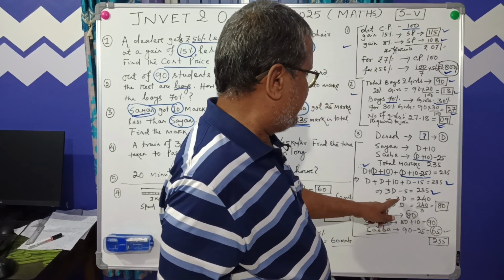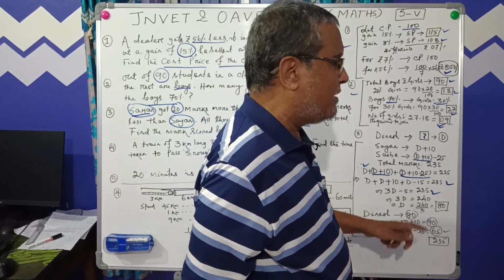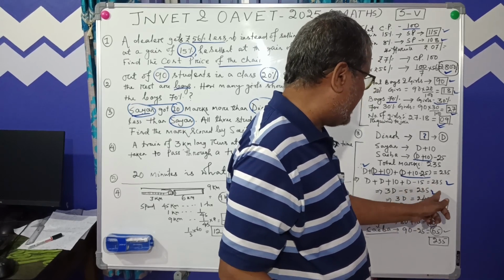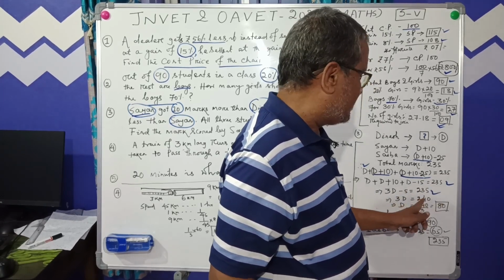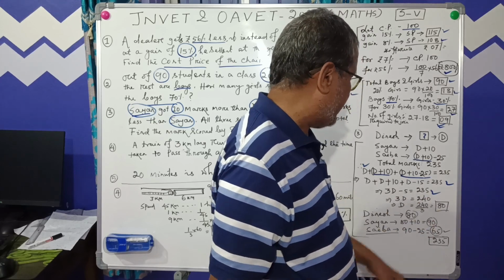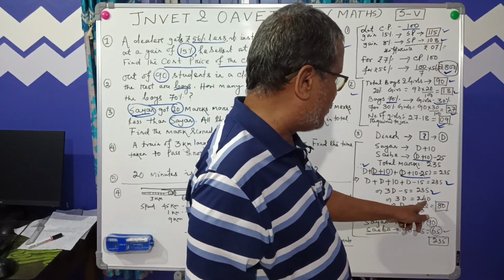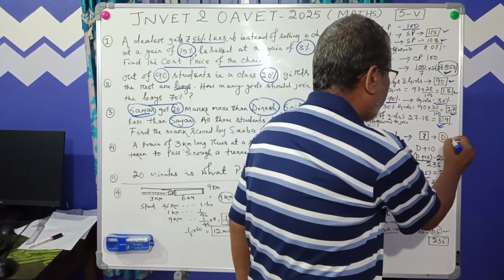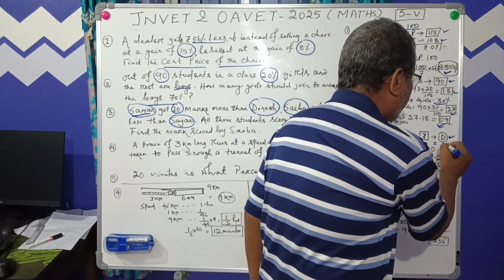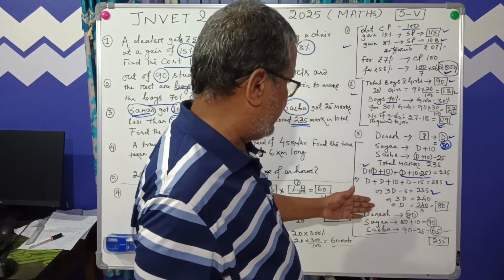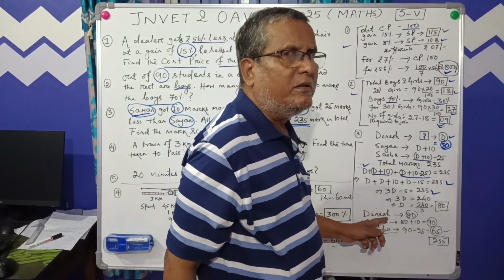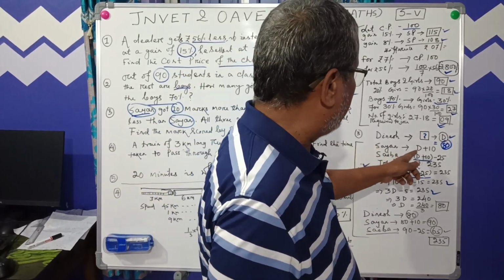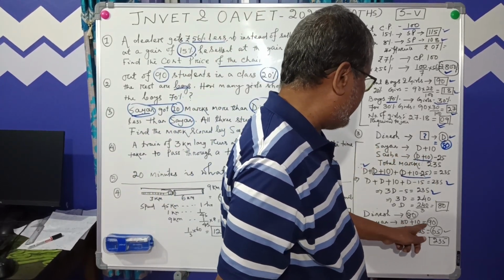Then that implies 3D is equal to 240, because by transposition, by changing the position of minus 5 from this side to that side, it will be added here. So 235 plus 5, 240. And 3D is equal to 240, so D is equal to 80. Now we got D, 80, that is the mark of Dinesh. The mark scored by Dinesh is 80. Then as per the rule, Sayan is D plus 10, so 80 plus 10, 90.